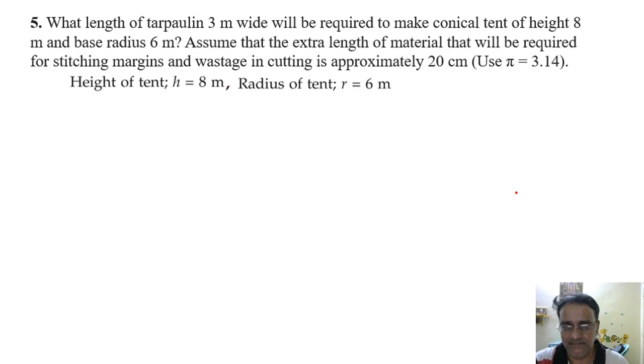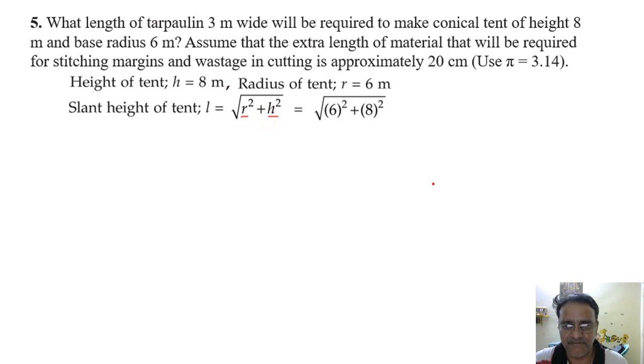Root over h plus r. Very good. Root over r square plus h square. Now 6 square plus 8 square, 36 plus 64. How much are you getting? 100. Root over 100? 10. Good. So we got the slant height.